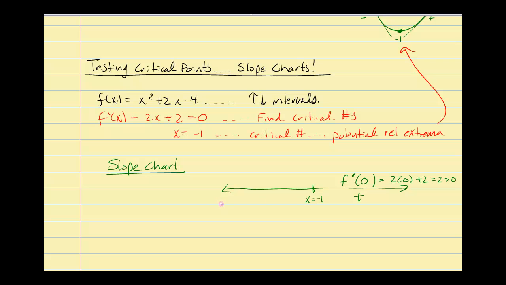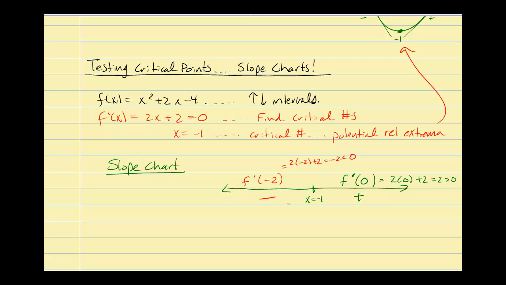Now, to the left of -1, I want to test any number between -infinity and -1. And again, you can choose any number you want. It seems to make sense to choose a reasonable, smaller number, so I'm going to choose -2. So we would plug -2 into my first derivative. 2 times -2 plus 2 is -4 plus 2 is -2, which is less than 0. It's negative. And again, I don't care about the fact that it's -2. The only thing I care about is the fact that it's negative.